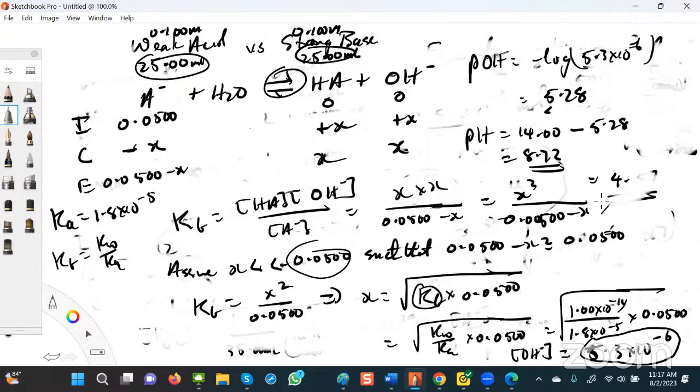Okay, so if you're given the molarity of the weak acid, and then it gives you the molarity of the strong base. So first you do an ice table. Well, the first thing you need to do is calculate the moles of each. And then you set up your ice table for the reaction between the weak acid and the strong base.